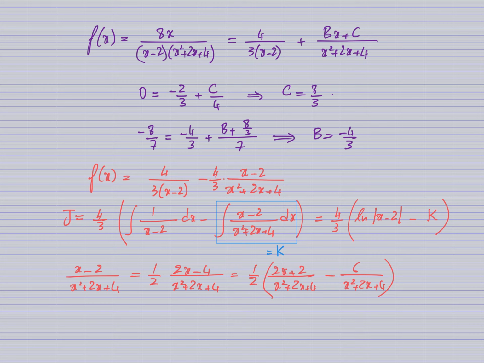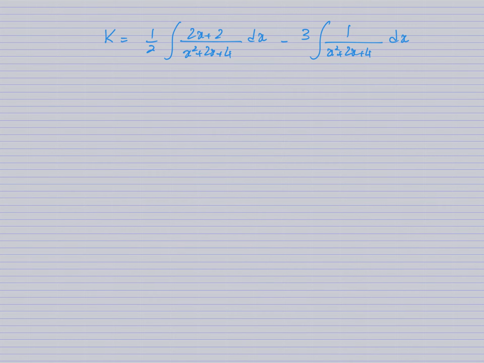So we can see here that we have a function of the form g prime of x over g of x, whose integral will give a natural logarithm, and the integral of the second function will give a tan inverse. After writing K as a combination of these two integrals, we know that the first integral is ln of the absolute value of x^2 plus 2x plus 4, which is positive because the discriminant is negative and the coefficient of x^2 is positive, which means that this quadratic function is always strictly positive, minus 3 times the second integral.